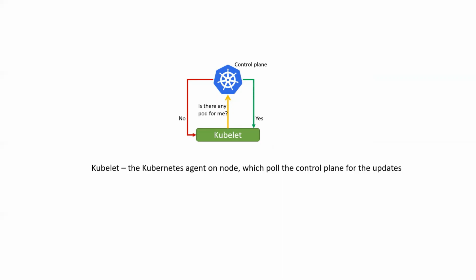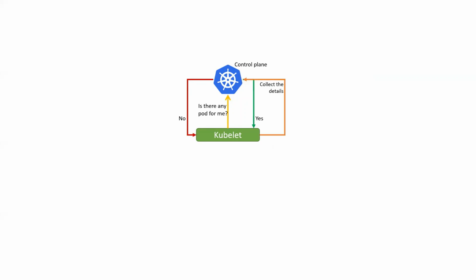Let's say one of the nodes is asking and the scheduler checks and there is nothing, so it responds no. But as we are now scheduling a new pod, obviously the answer will be yes. When it says yes, the kubelet immediately requests the details: as there is a new pod to be created, could you please give me the data about what I have to do? The manifest definition will be shared from the control plane to the kubelet.